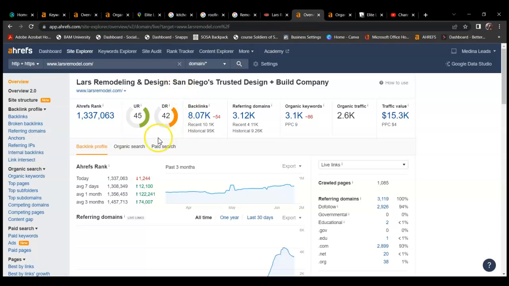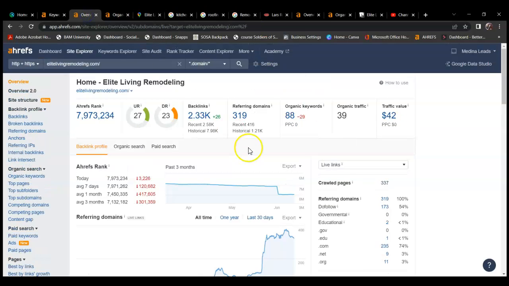They're almost at a 1-to-1 ratio as well. They are in the 40s range, though. They have 8.07 thousand backlinks, 3.12 thousand referring domains, 3.1 thousand organic keywords, and they're generating an organic traffic of 2.6 thousand. That is a lot. So this is where they're at, and this is where you're at.